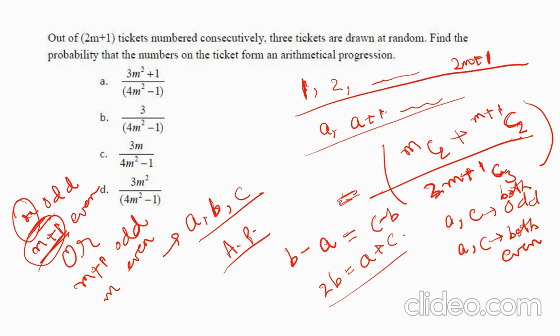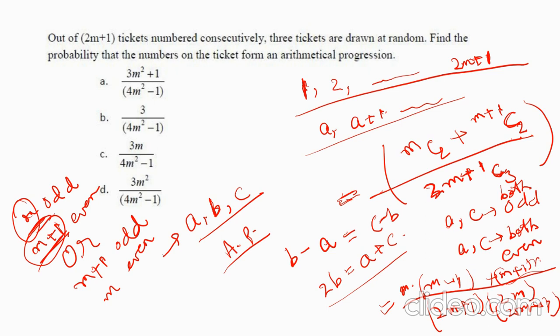So below part you will have 2m plus 1, 2m, 2m minus 1, and then 2 factorial will be cancelled out. Here you will have m minus 1 plus m plus 1 times. So ultimately you will have m square minus m plus m square plus m.